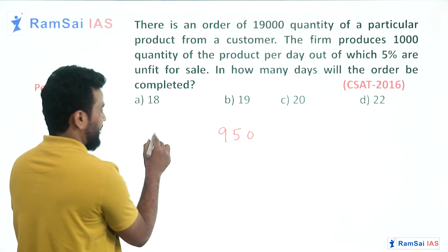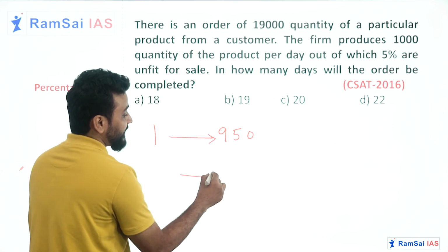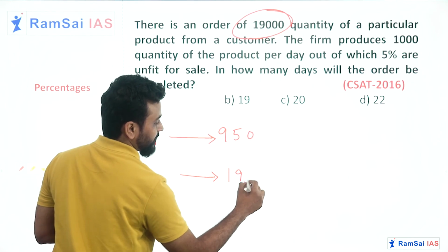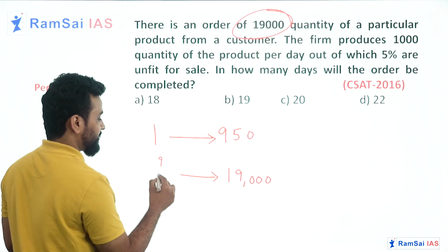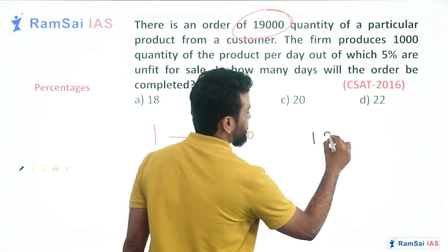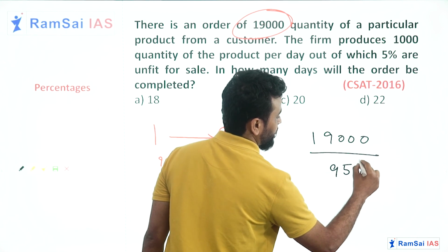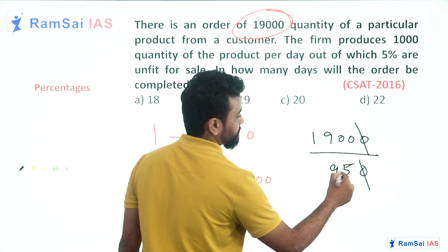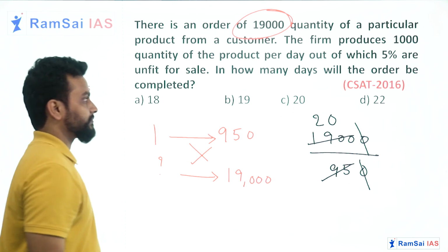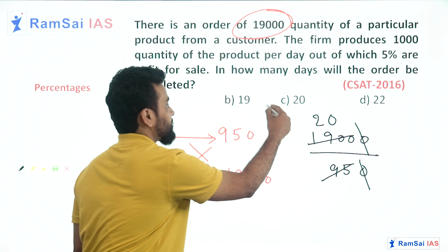So per day it produces, in one day it produces 950. So how many days will they take to produce the total order of 19,000? How many days will they take? Do cross multiplication, you will get the answer. 19,000 by 950. So how many days will they take? 20 days, which is in option C.